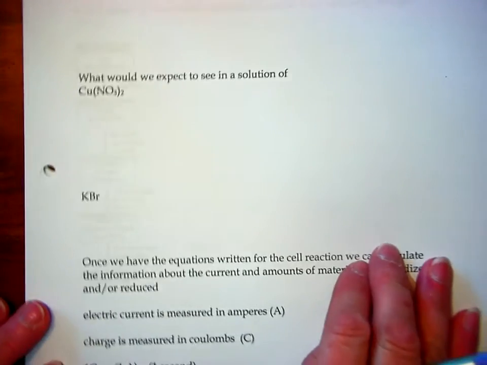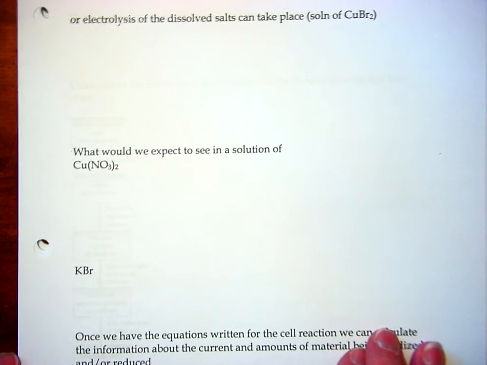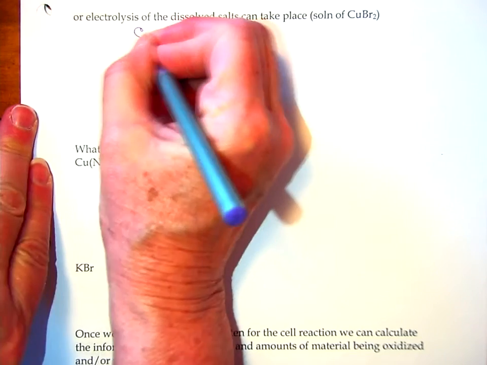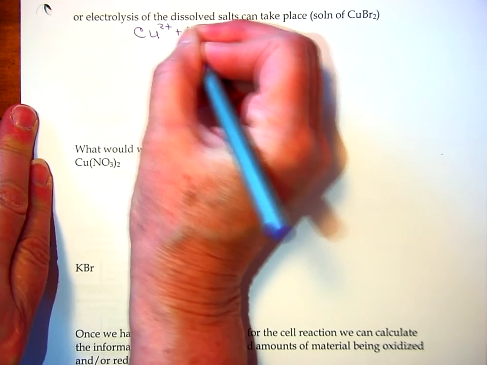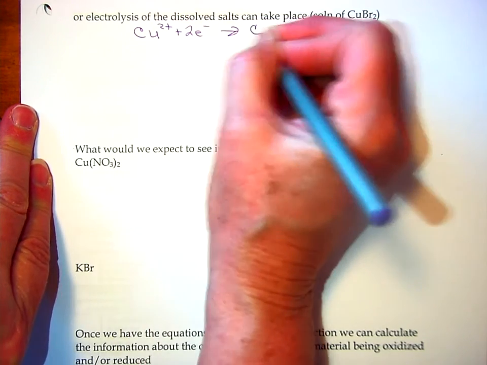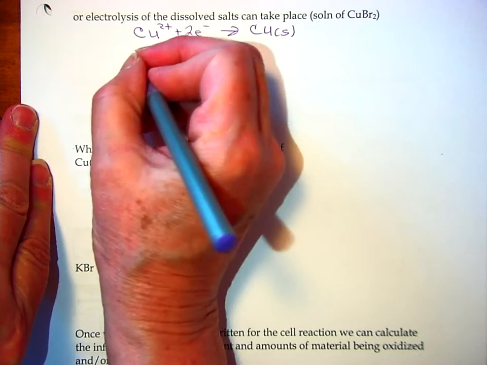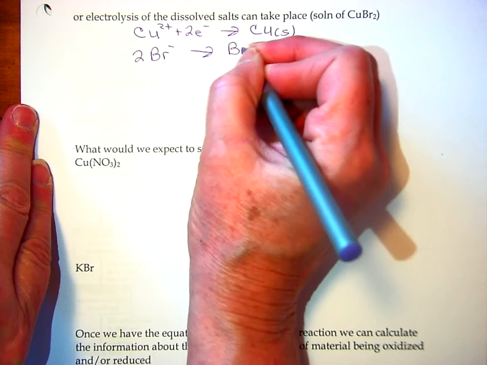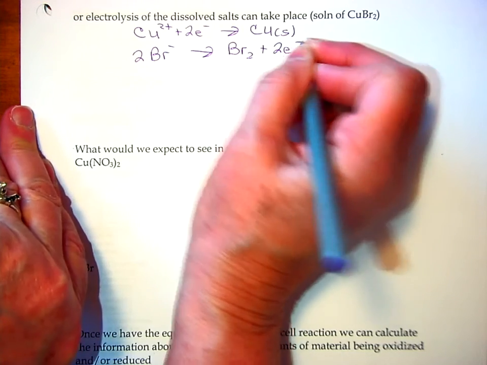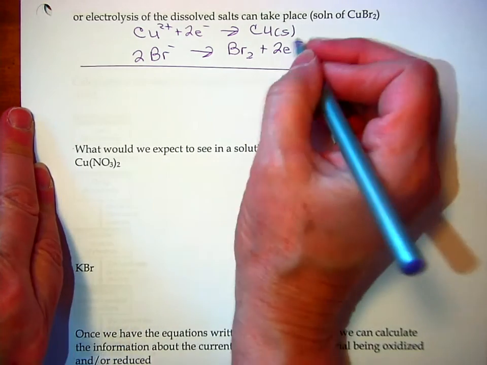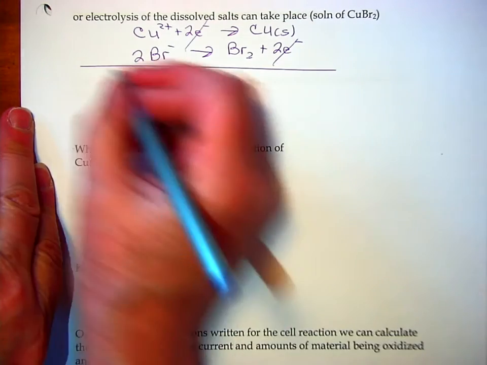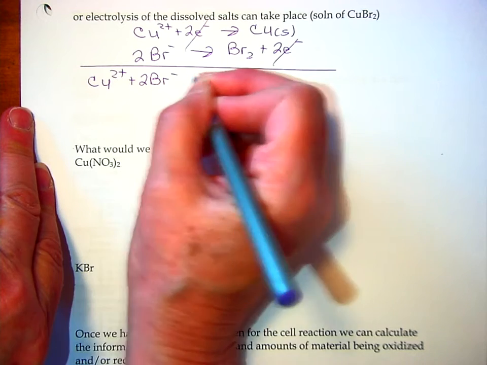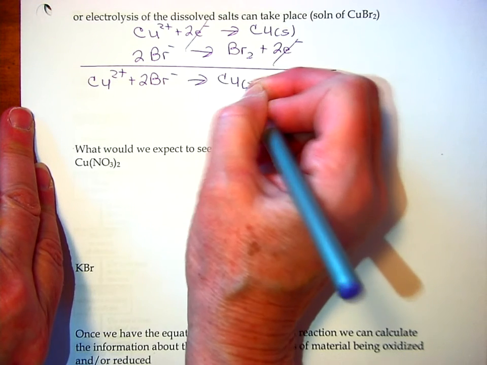Now, sometimes we have the electrolysis of dissolved salts taking place, for example, copper bromide. In this case, the copper is reacting to grab 2 electrons and make copper solid, and the 2 bromides are combining to lose electrons and make bromine liquid plus 2 electrons. So our overall chemistry, when we subtract the 2 electrons from each side, is the copper 2 plus 2 bromides yields copper solid plus bromine.